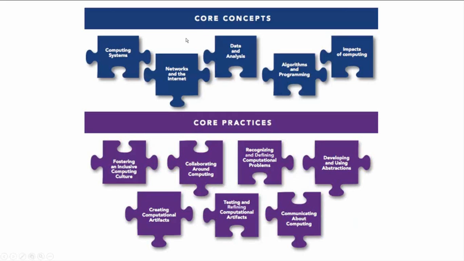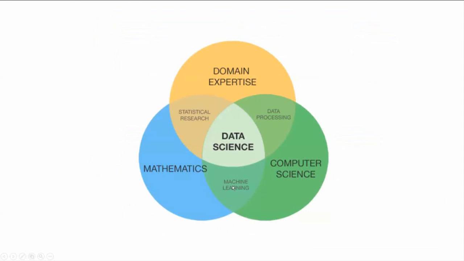And computer science has many core concepts: computing systems, networks and the internet, data and analysis, algorithms and programming, impacts of computing, and societal issues. And also computer science, domain knowledge, and mathematics build up data science. You can call all these disciplines in computer science as well. And data science is one of the disciplines in computer science that will reshape our world.